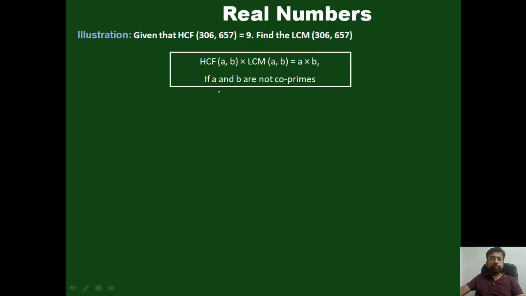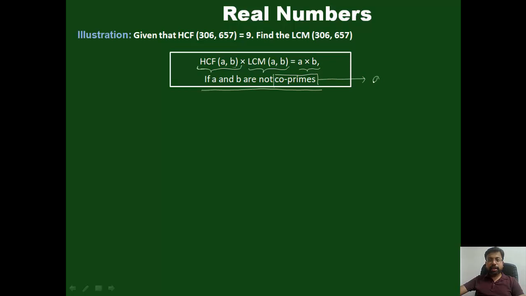Another important result that we have to consider here is, for any two numbers A and B, the product of their HCF and LCM is equal to the product of the two numbers. This is a very important result, but it is subject to a condition that A and B are not co-primes. I hope you know what co-primes are.